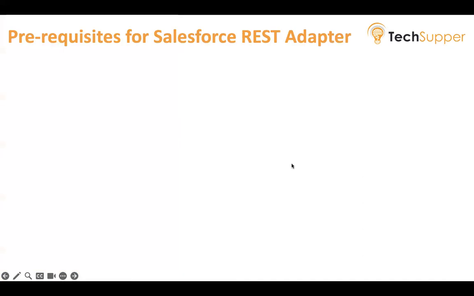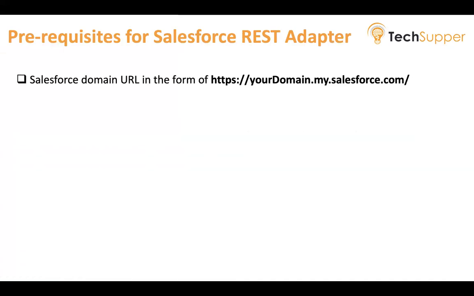The prerequisites to create the Salesforce REST adapter are to get the Salesforce domain URL in the form of https://yourdomain.my.salesforce.com. You should know the Salesforce API version, and then the client ID and client secret. That is what you need to create the Salesforce connection. So let's see how we get all those three and then create a REST connection.